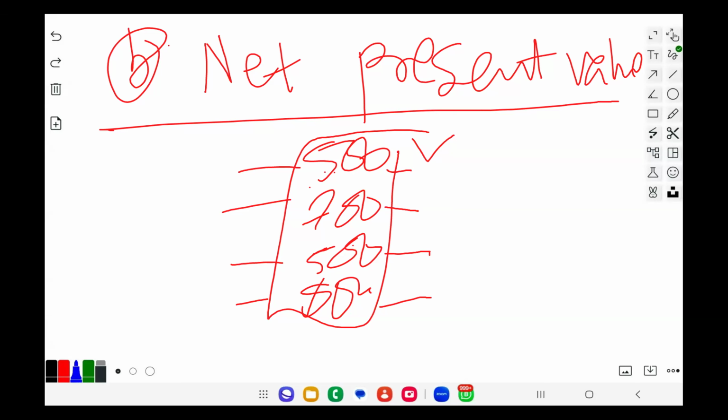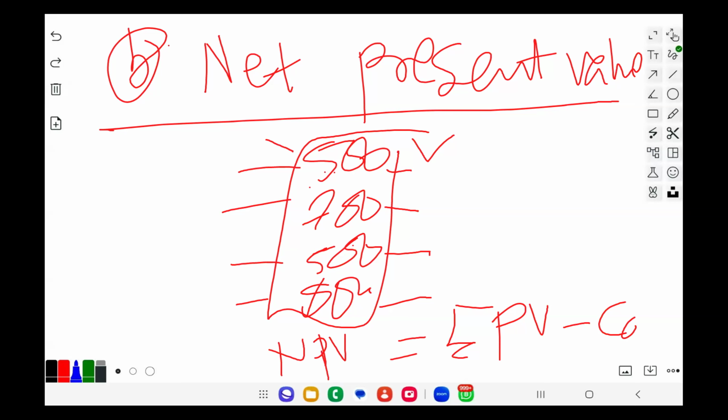When you consolidate them, listen, the summation of the present values, you add it, minus the cost of the investment. The difference that you find is what you call the net present value. Consolidate the present values of these future cash flows, add them together, then from there deduct the cost of the investment. The difference you find is called the net present value.